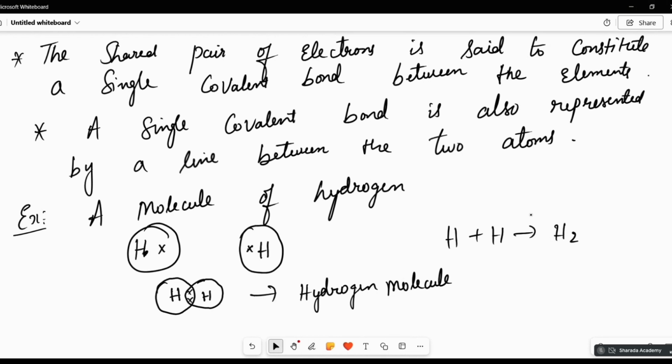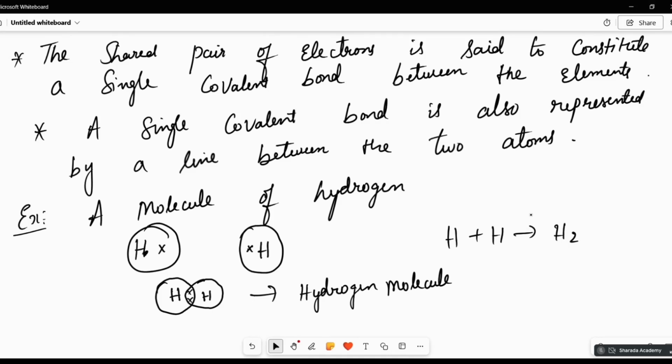Now, a molecule of hydrogen. Always in a reaction we write H2 only, right? That means hydrogen will always be in the form of a molecule, that is, two hydrogens combining by a covalent bond. They form the H2 molecule, so in a reaction also we write it as H2. They form a single covalent bond.